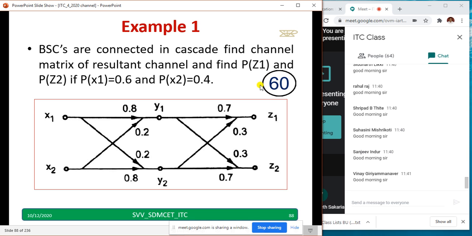So note down the channel also. Take 1 minute. x1, x2, y1, y2, z1, z2. Write down the probabilities. x1 y1 0.8, x1 y2 0.2, x2 y1 0.2, x2 y2 0.8. So these probabilities are the same, hence it is called a binary symmetric channel. And in this case also another binary symmetric channel, y1 z1, y2 z2, we have 0.7, 0.7, 0.3, 0.3.